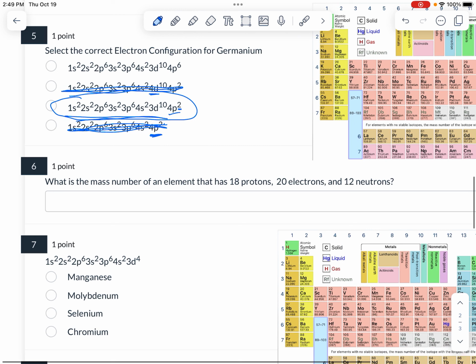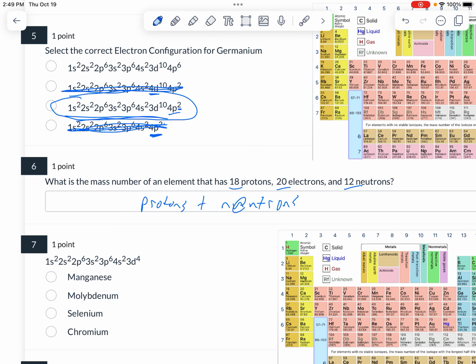What is the mass number of an element that has 18 protons, 20 electrons, and 12 neutrons? So hopefully you remember that mass is a combination of our protons plus our neutrons. So it should be 18 plus 12, my bad, equals 30. That would be our answer in this case.